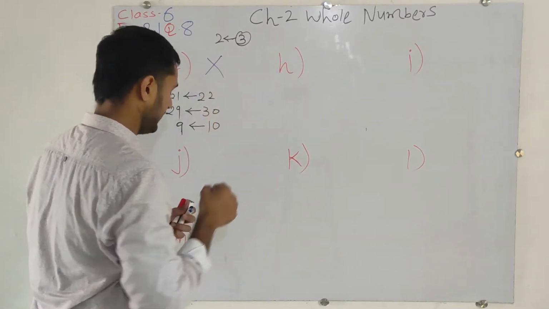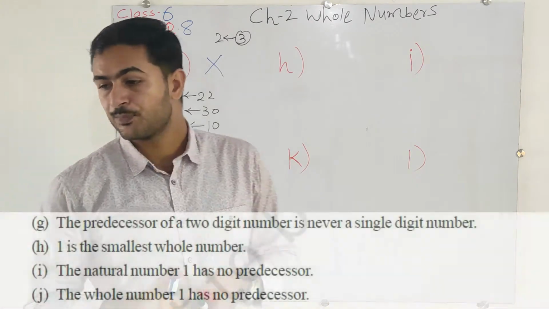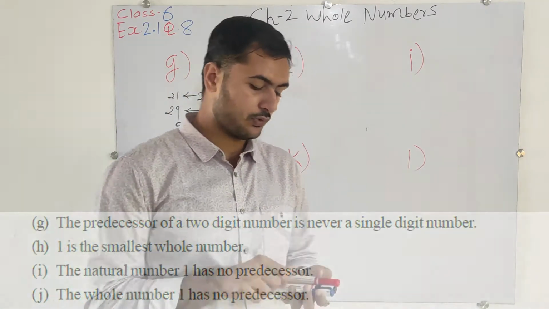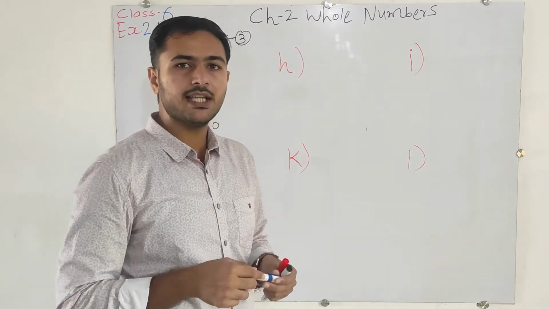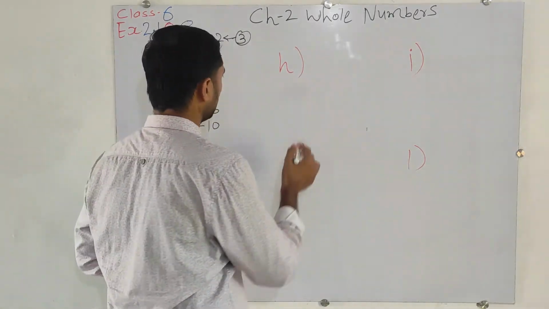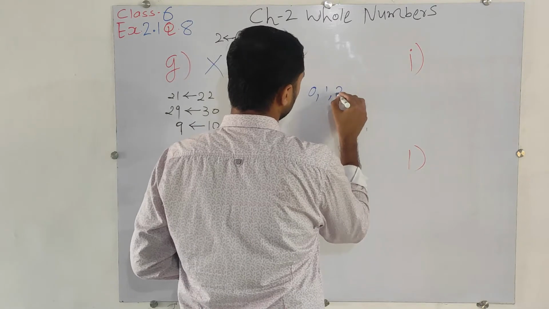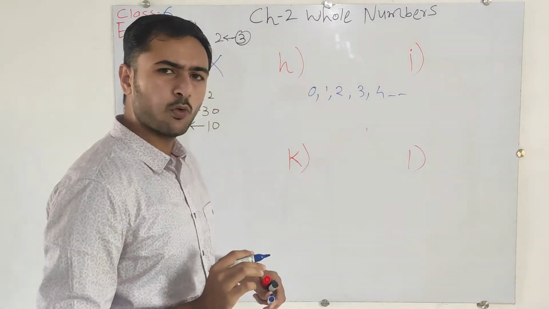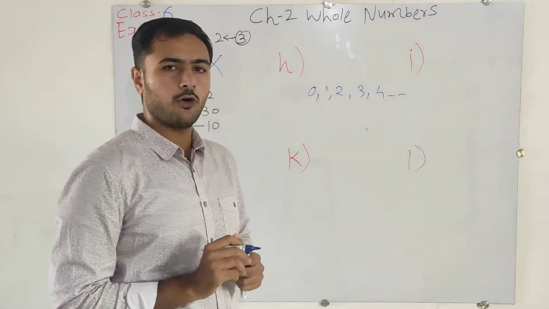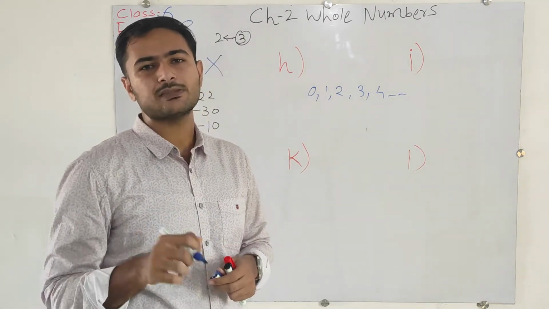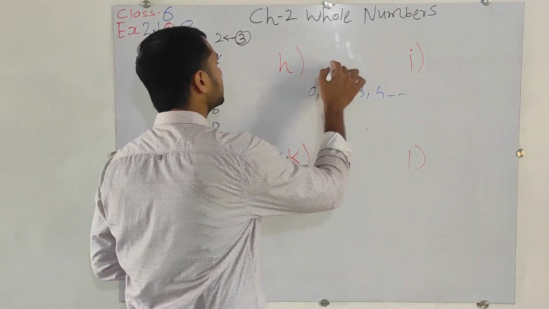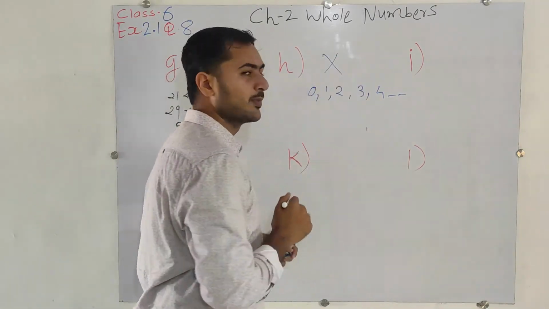Fine. Now H1: 1 is the smallest whole number. First of all, just list down the whole numbers from the start: 0, 1, 2, 3 and 4, like that. Now identify the smallest number, that is 0. But the statement says that 1 is the smallest whole number. So again the given statement is wrong.